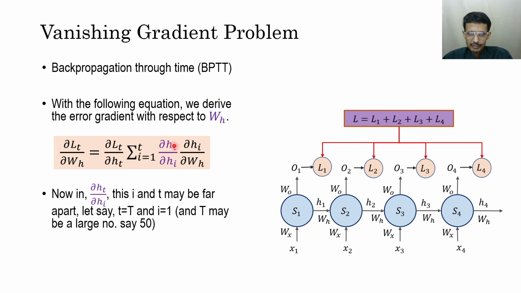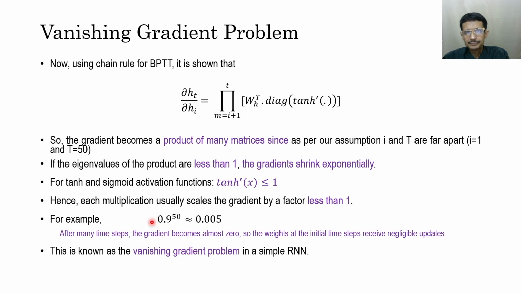Now this thing, del of h_t by del of h_i, with i and t, maybe 2 and 4, or 1 and 4, may be far apart. Maybe t is capital T and i is equal to 1, and T is a large number like 50. So what happens? Using the chain rule for BPTT, it's shown that this W_H transpose is a diagonal matrix of tanh derivative. So the gradient becomes a product of many matrices, since as per our assumption i and t are far apart, i equal to 1 and t equal to 50.